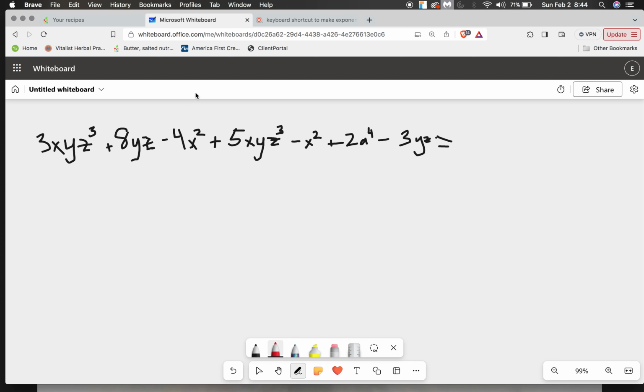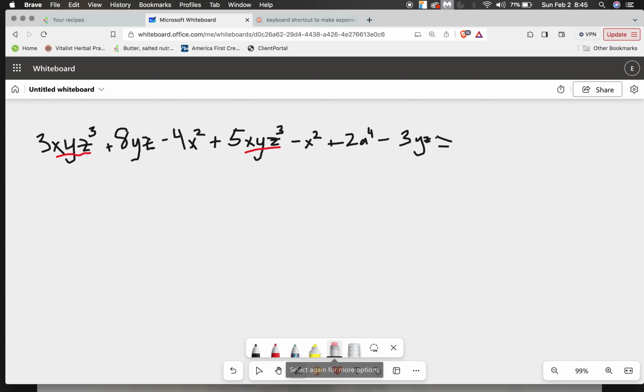Well, if you aren't into the whole rewrite everything all over again, you can look through this and you can decide on a symbol for each of your terms. So let's see, xyz cubed. That's a pretty good term. Let's find any other xyz cubed. That's yz, x squared, xyz cubed, there it is. And x squared, a to the fourth, yz. Those are the only two.